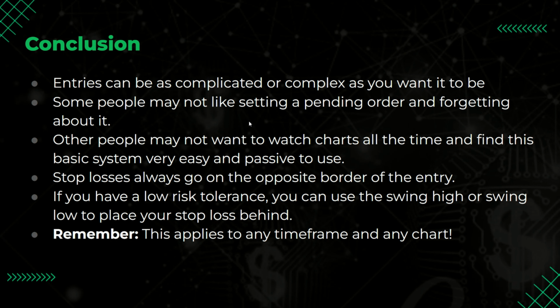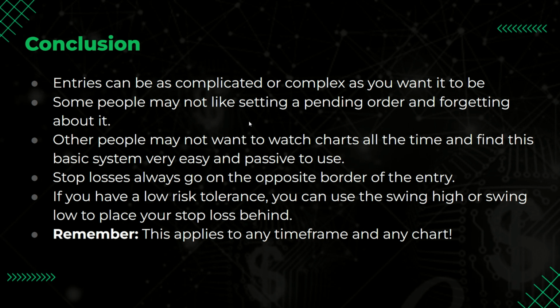So in conclusion, entries can be as complicated or complex as you want them to be. Some people may not like setting a pending order and forgetting about it. Other people may not want to watch charts all the time and find this basic system very easy and passive to use. Stop losses always go on the opposite border of the entry. That's the easiest way to think about it. The opposite border of your entry is where you will place your stop loss.